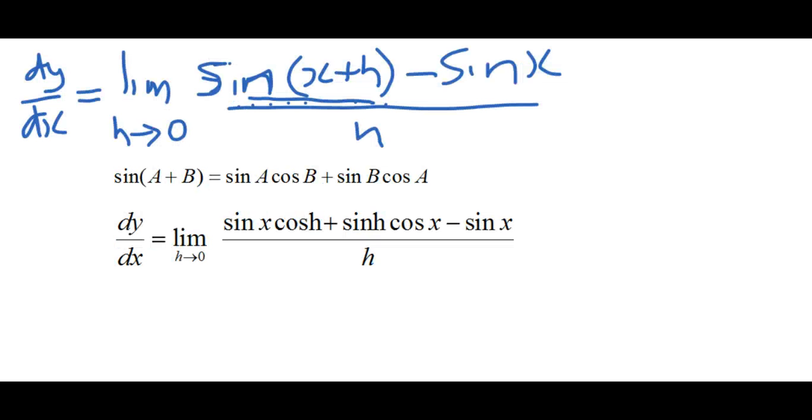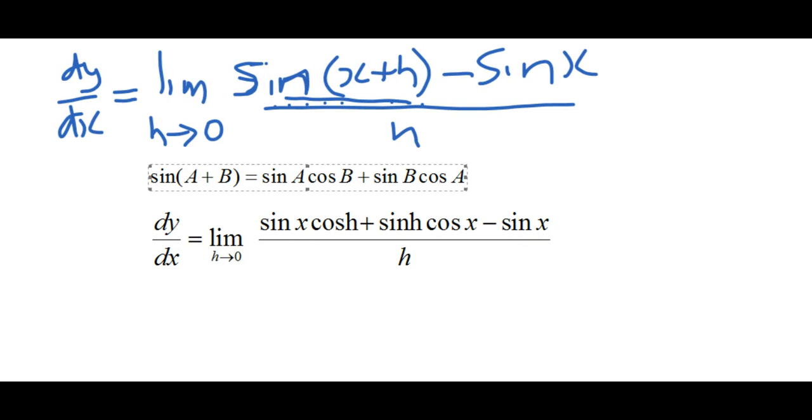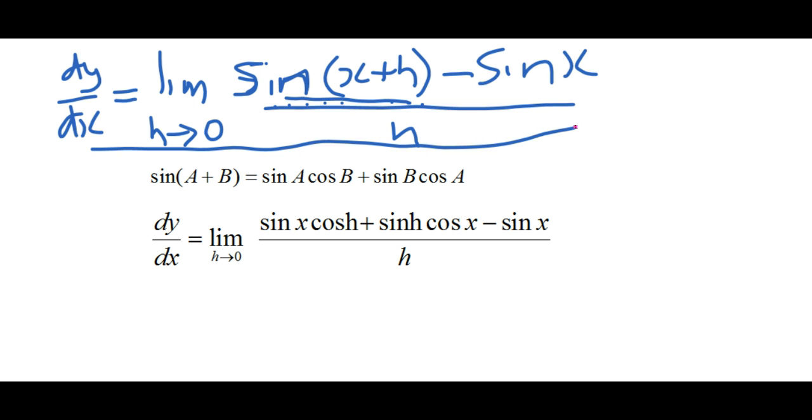That is, we are saying that sine (a plus b), per the theorem that we know already from our trigonometric lesson, will give us sine a cos b plus sine b cos a. So when we substitute that into this function, to expand sine (x plus h) will be sine x cos h plus sine h cos x, then minus sine x, all divided by h.